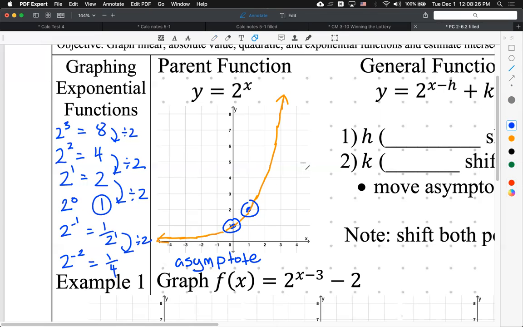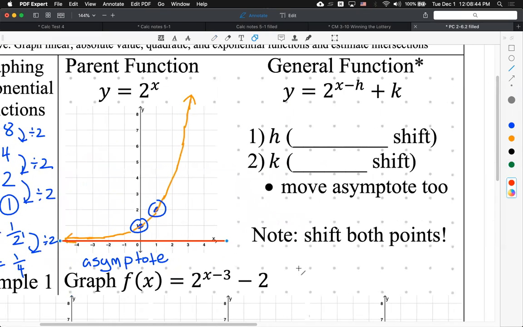I can actually draw the asymptote too if you'd like. So the asymptote is just this horizontal line that is the x-axis. This red line is the asymptote. I get closer and closer to this line without ever touching it. This asymptote will shift though. It will change depending on what your general function turns into.